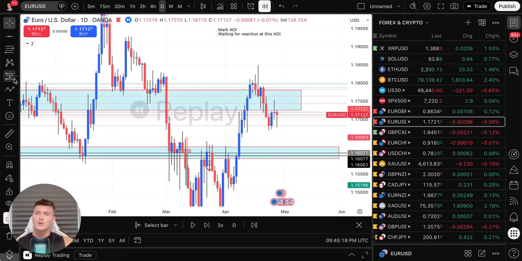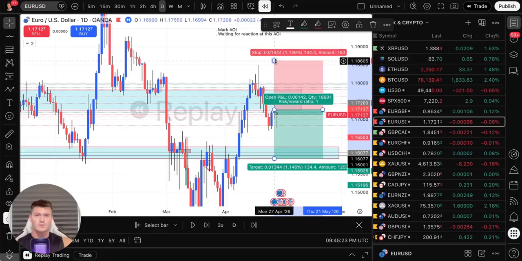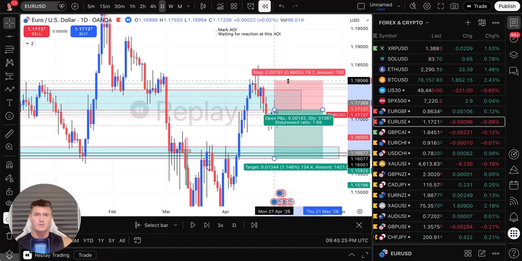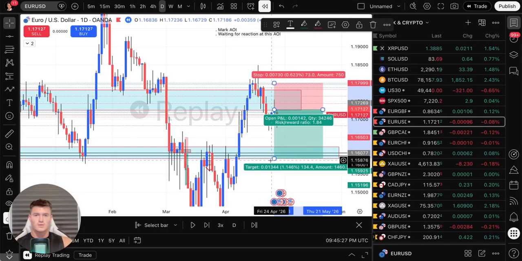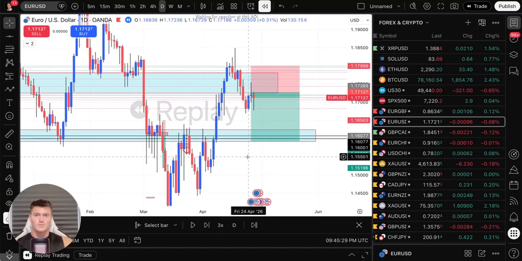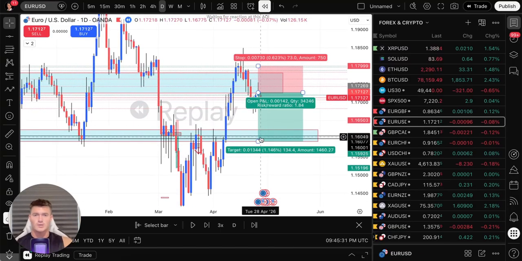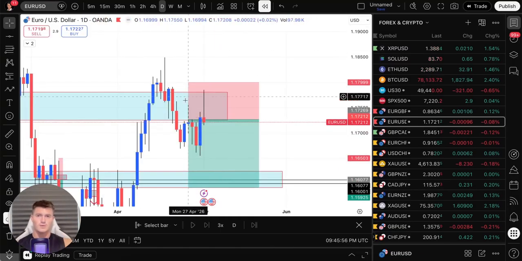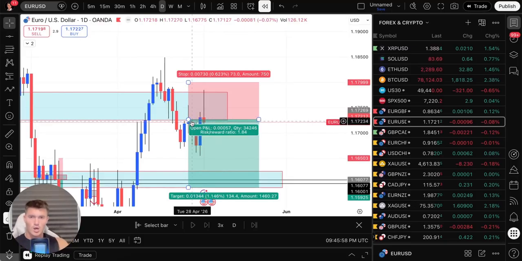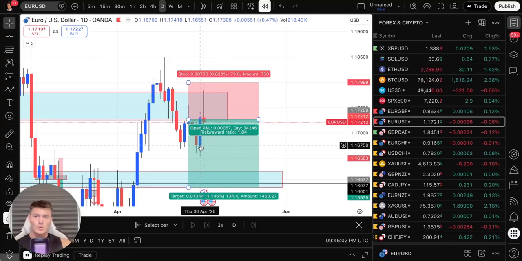So we get our short position ready. Target this next area of interest down here. We got in. Let's say we got in on our pullback right here. Okay. Price came back down, came up, almost took us out.